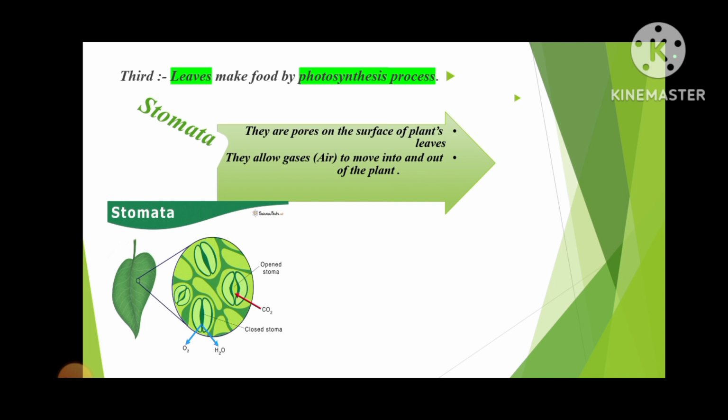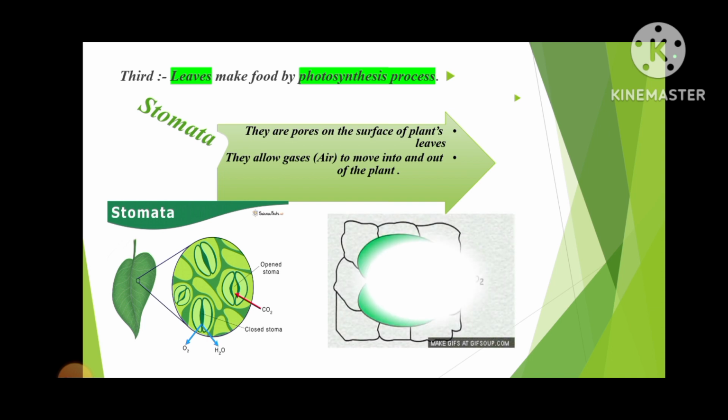تدخل كربون دايوكسيد، تخرج اكسجين. enter carbon dioxide and out ايه؟ oxygen. So stomata are opening, are pores, enter carbon dioxide and out oxygen. Allow gases enter and or move into and out the plant.